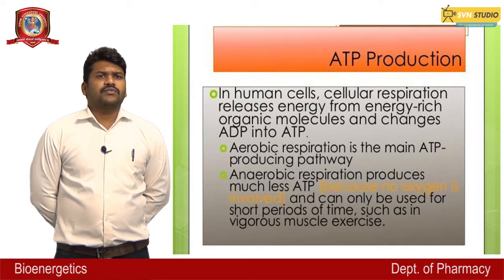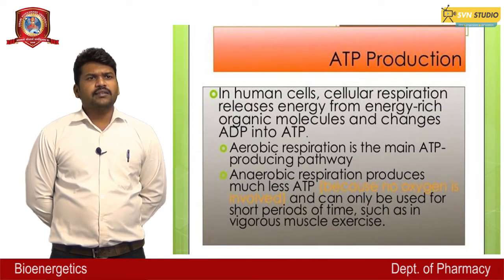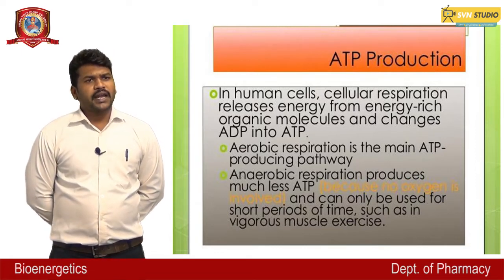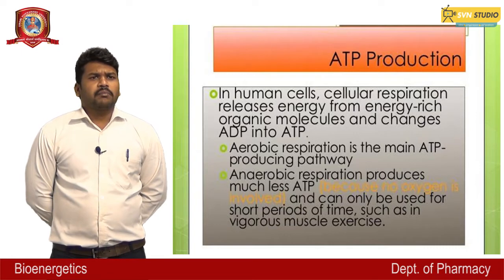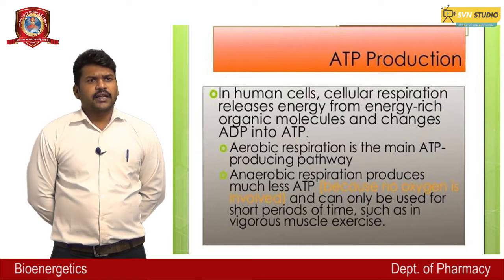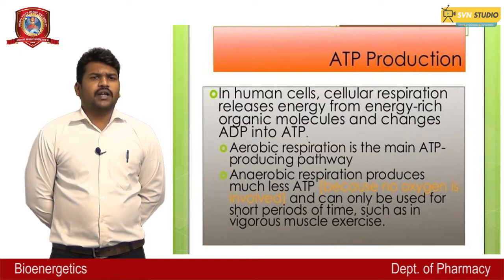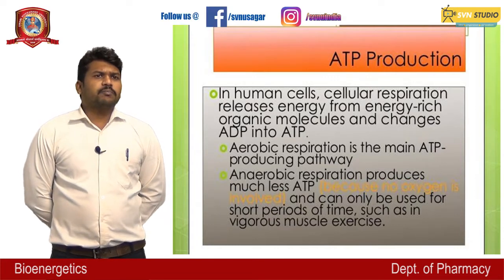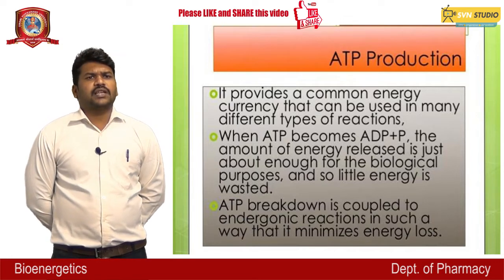In human cells, cellular respiration releases energy from energy-rich organic molecules and changes ADP into ATP. Aerobic respiration is the main ATP-producing pathway. Anaerobic respiration produces much less ATP and can only be used for short periods of time, such as in muscle exertion. ATP provides a common energy currency that can be used in many different types of reactions.